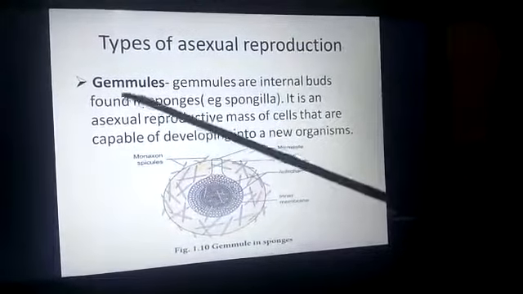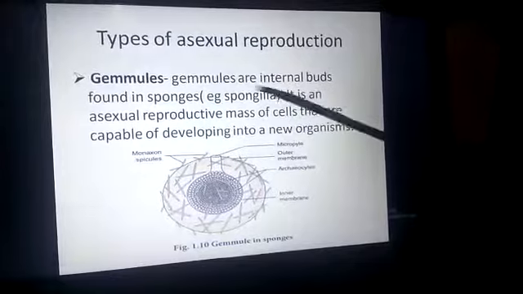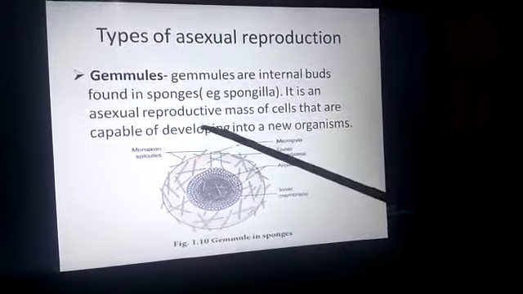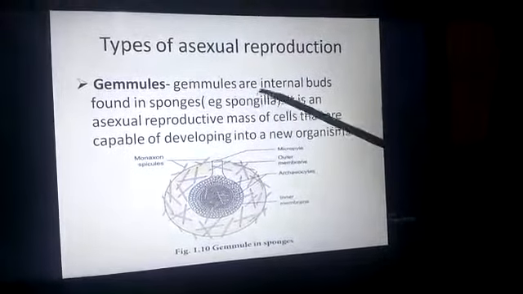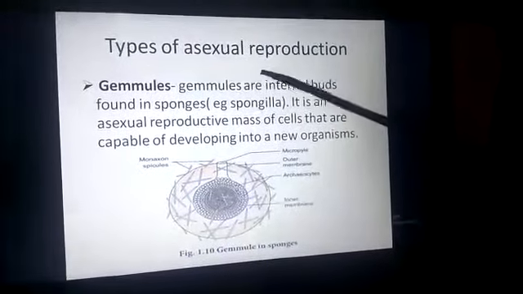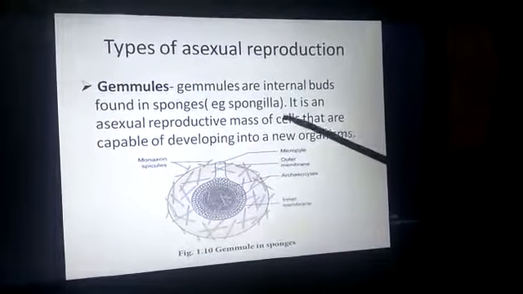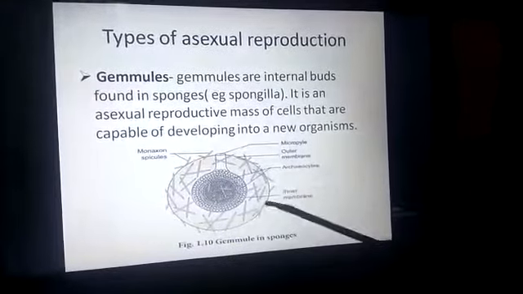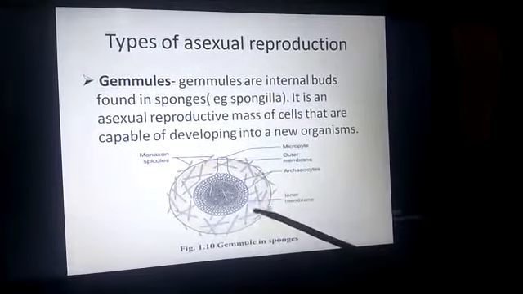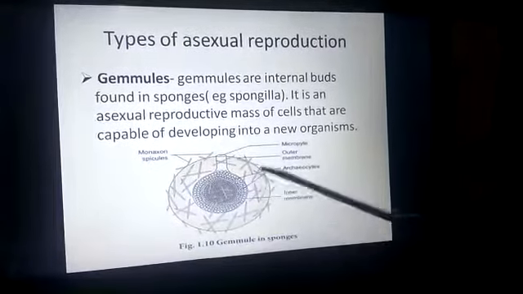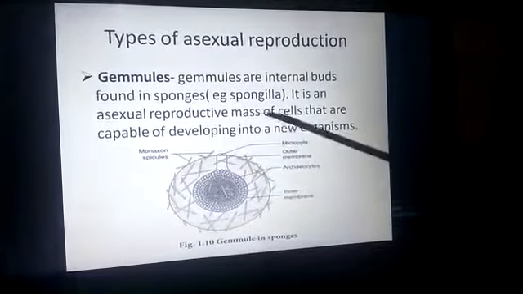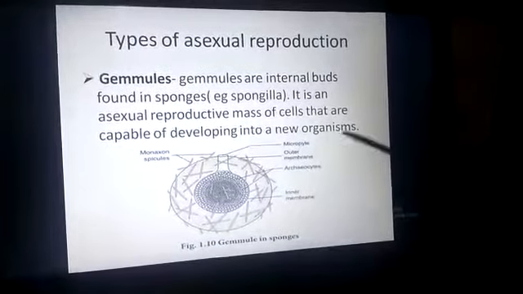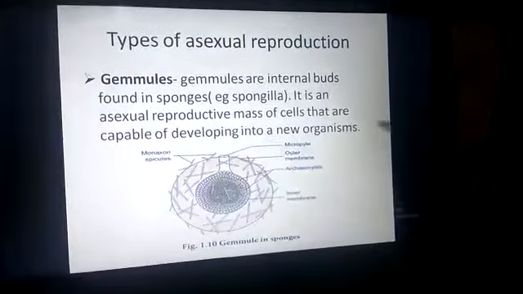The third one we have is gemmules. Gemmules are not actually spores, but they are internal buds that are found in sponges. Example is spongilla. So inside the body of spongilla, a bud is produced. This bud has a reproductive mass of cells that are capable of developing into new organisms.